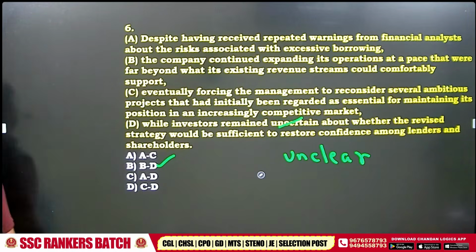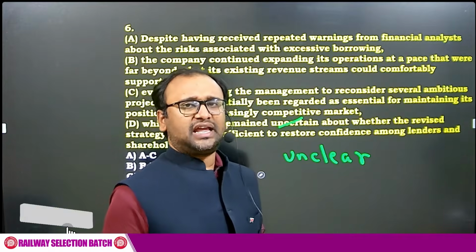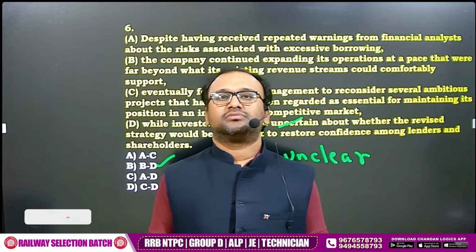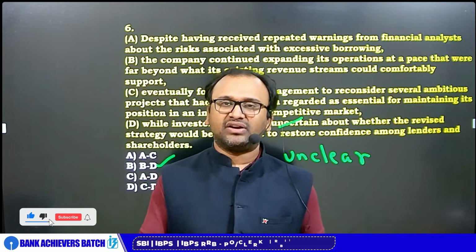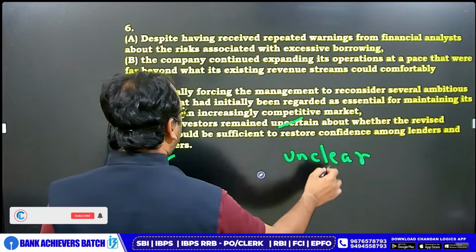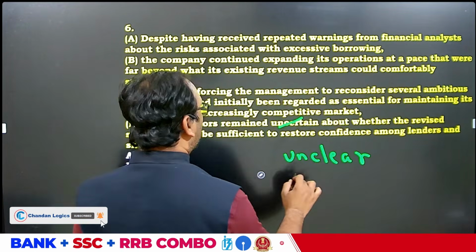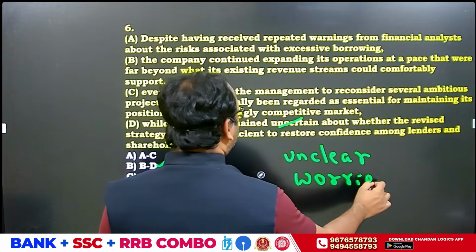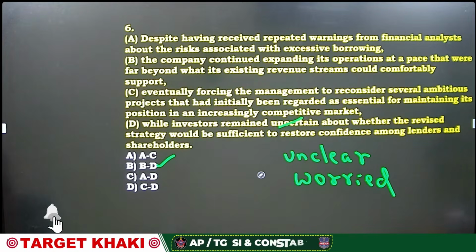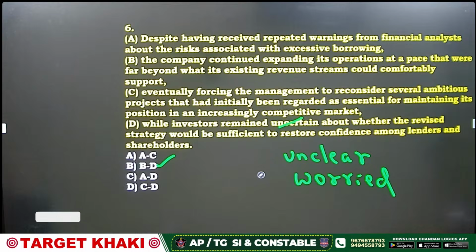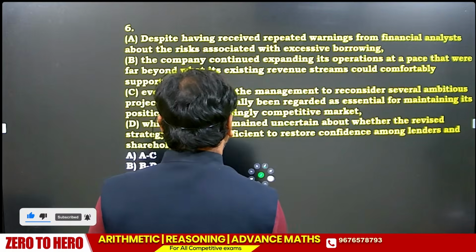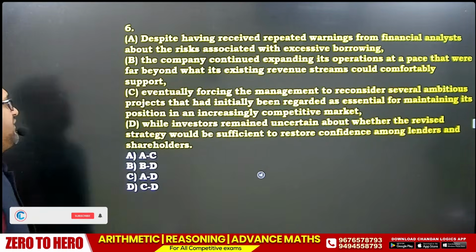I'll give you one example. I am uncertain whether I will pass this exam or not. Wrong. I am uncertain whether. Why? Uncertain is whether. So rather than using uncertain, you better use unclear, or you better use worried about. That is the best option. Investors remained worried about. Am I clear? But for the knowledge purpose, I'll also explain the sentence.